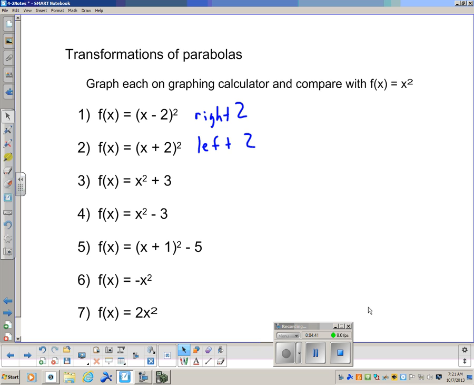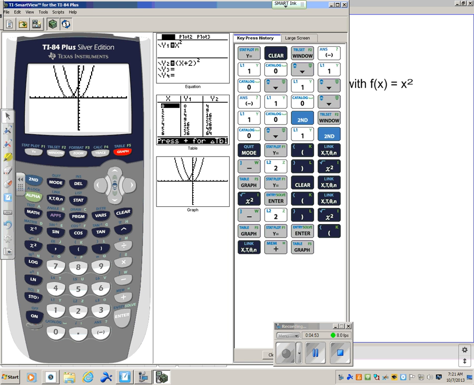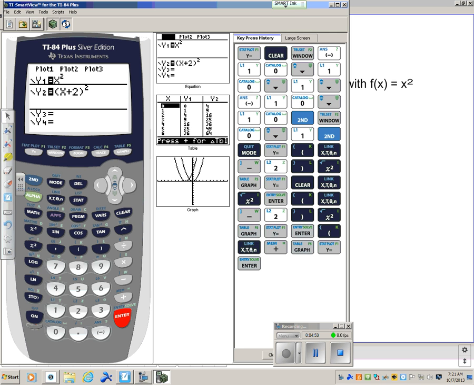Now, what do you think about this one? Now it's not inside the parentheses. Number 3 there says x squared plus 3, and there are no parentheses around it. The other one had parentheses around the x plus 2 and then squared. This just has x squared plus 3. Which way do you think that will move it? So let's go to our graphing calculator here, and let's plot that one out.